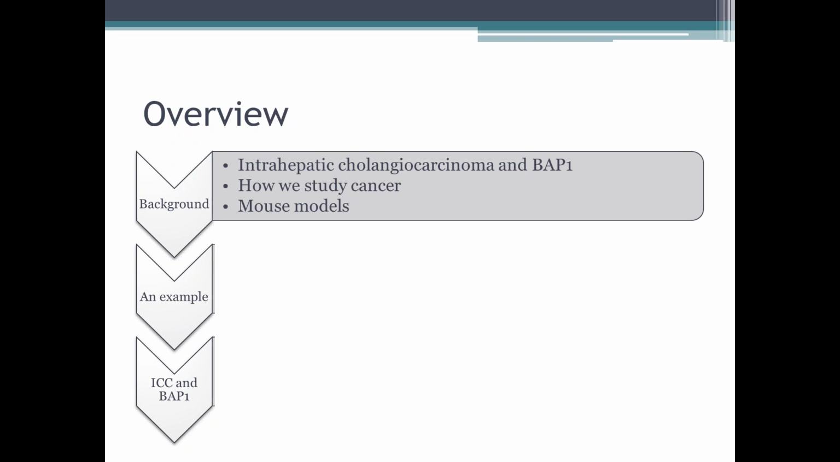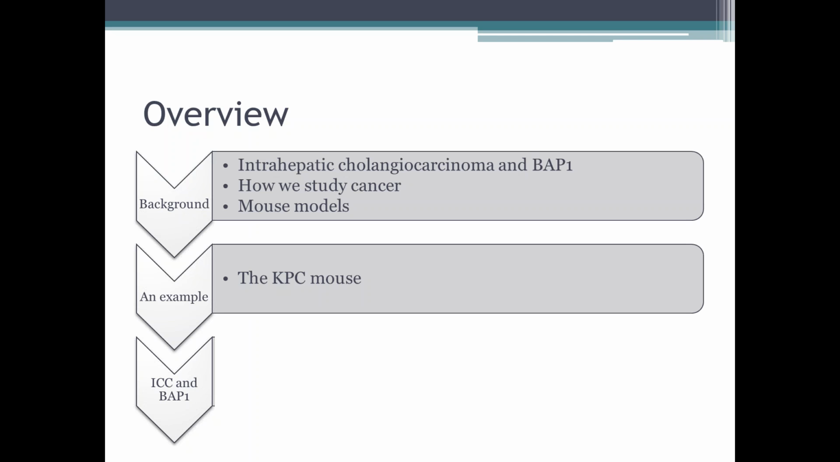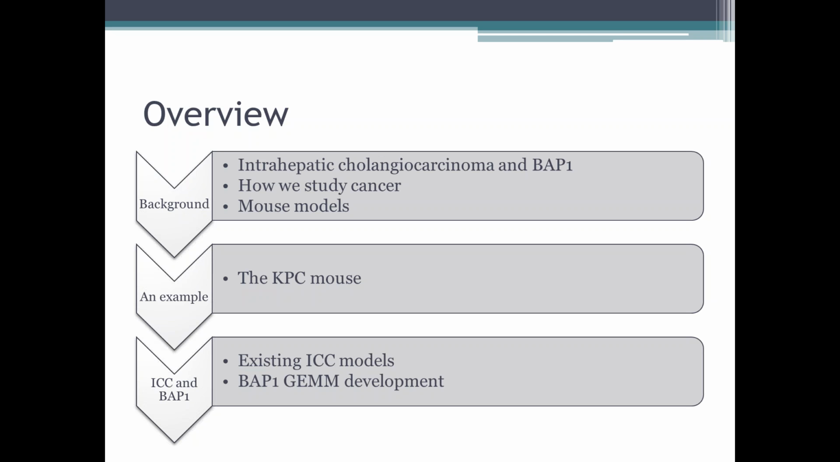So the background, we're going to talk about reviewing a little bit about what Dr. Javle had said for intrahepatic cholangiocarcinoma and BAP1. Then I'm going to talk generally how we study cancer and about mouse models and their role in studying cancer. The example I'm going to talk about is called the KPC mouse, and you will learn more about what that is when I get to that part of the talk. And then I'm going to end the talk by talking about existing mouse models for ICC and talk about the BAP1 mouse model that we are working on developing.